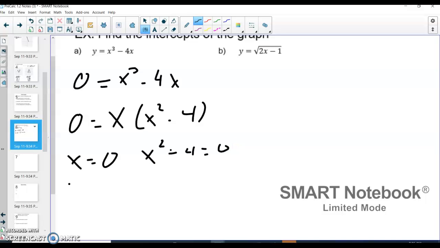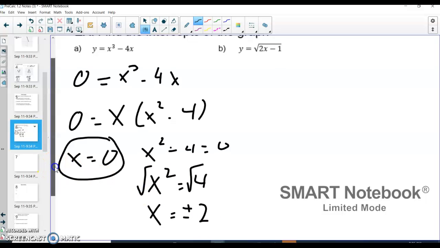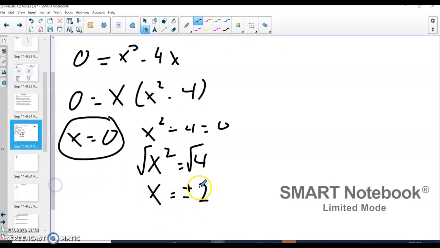And I have then x equals 0 as one of my answers for my x-intercepts. And then for this one here, I need to add 4 over. So this is x squared equals 4. Square root both sides, I get x equals, and this is huge, when you take the square root of both sides, it becomes plus or minus 2. People forget that. So there's really 3 x-intercepts here. There's 0, there's x equals positive 2, and there's x equals negative 2.